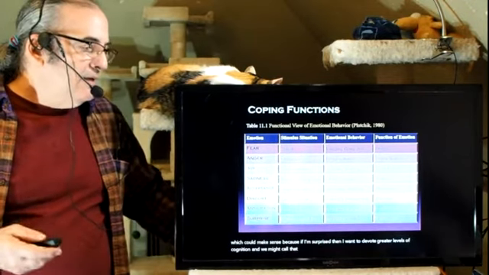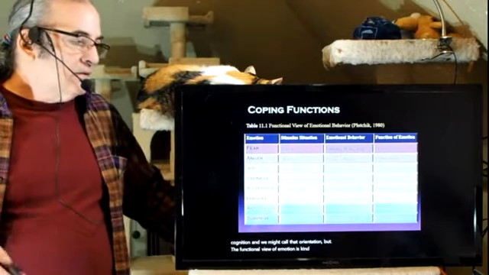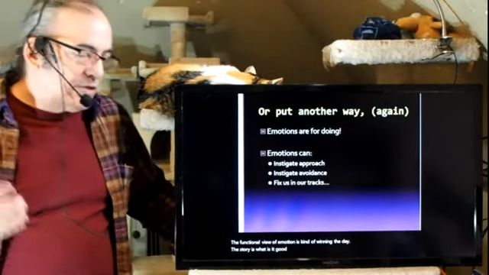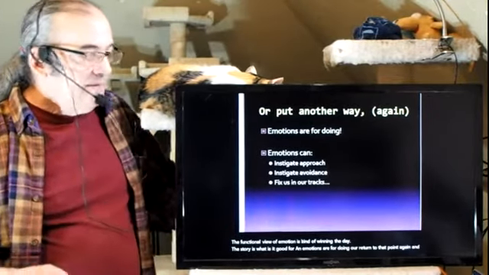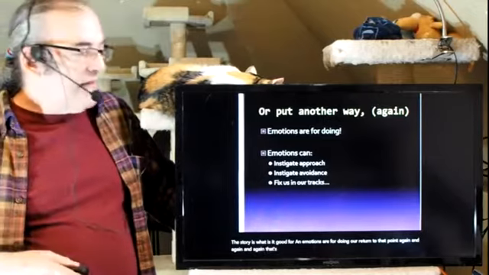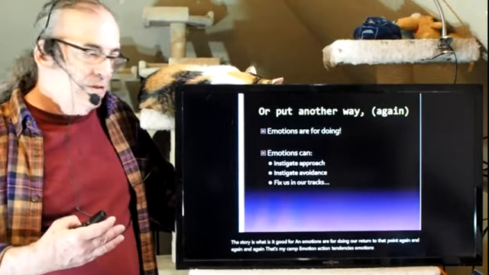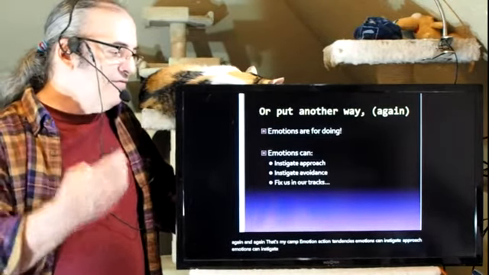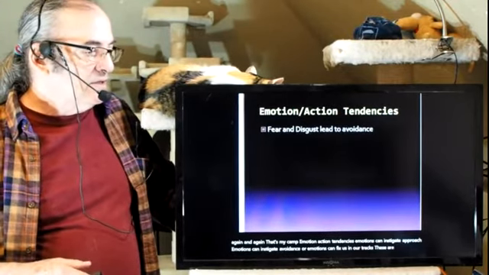But the functional view of emotion is kind of winning the day. The story is, what is it good for? And emotions are for doing. I will return to that point again and again and again. That's my camp. Emotion action tendencies. Emotions can instigate approach. Emotions can instigate avoidance. Or emotions can fix us in our tracks. These are the emotion action tendencies.